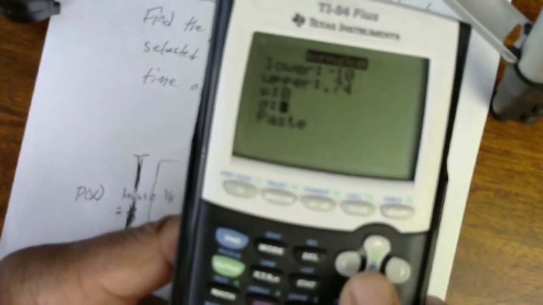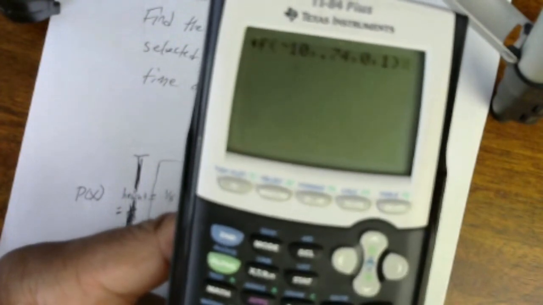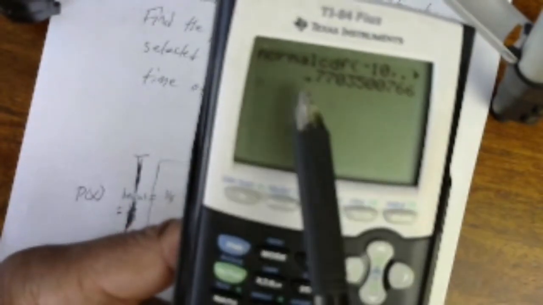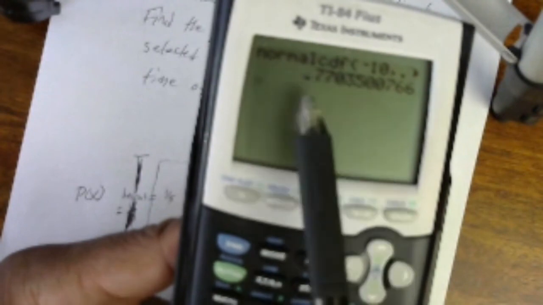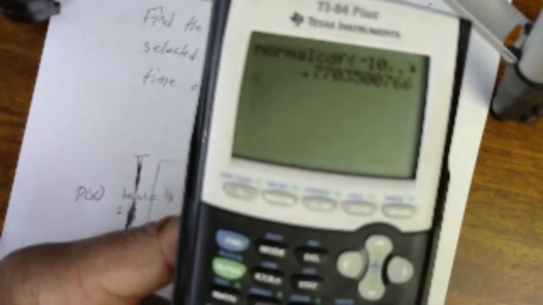You would leave your mean as 0 and your standard deviation as 1. I hit enter, so it put it on my home screen. And once you hit enter again, it would give you your 0.77, whatever your area or probability is.